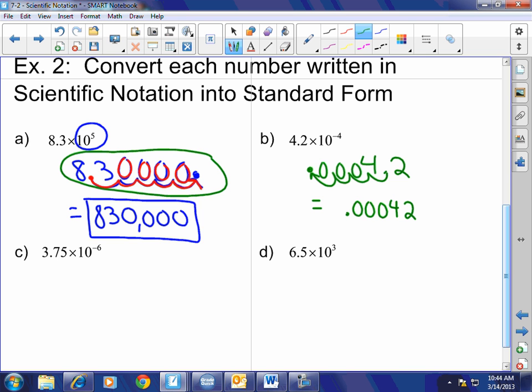So that'd be 42 hundred thousandths. Remember, tenths, hundredths, thousandths, ten thousandths, hundred thousandths. 42 hundred thousandths. Does that make sense, boys?